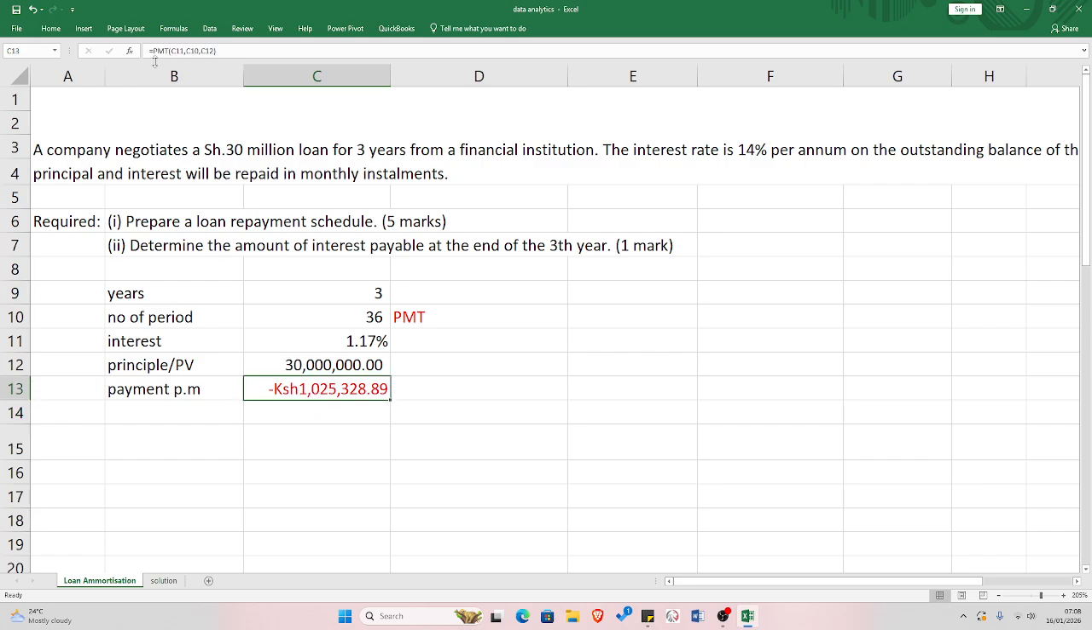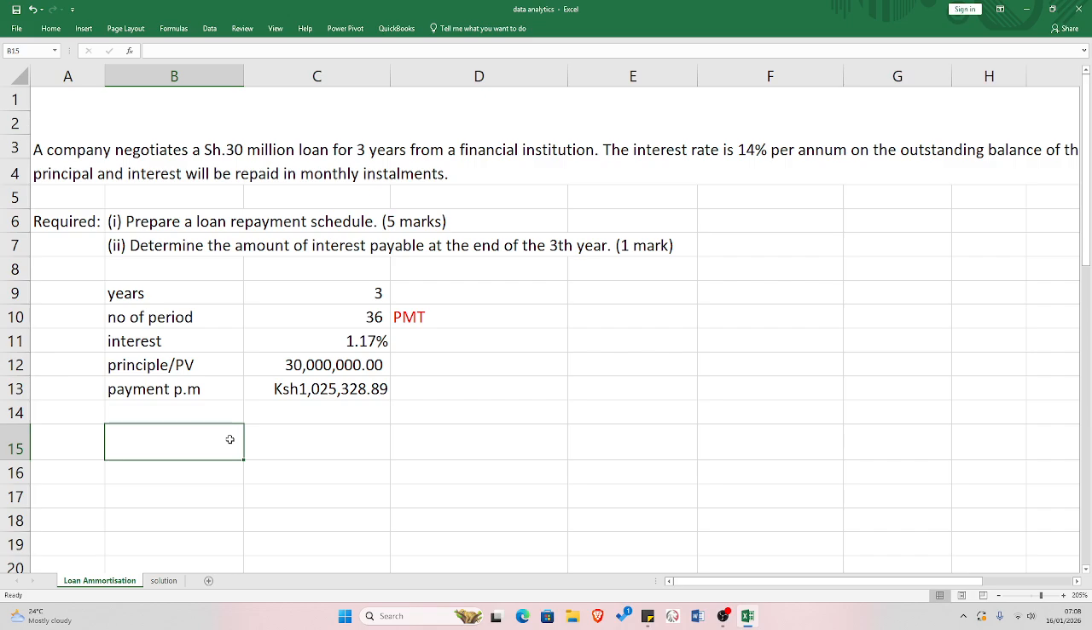It has a negative figure because the computer automatically detects that this is a payment. So for me to make it positive, what do I do? I just put a negative in front of the PMT, and the amount will become positive. So we ask ourselves then, if that is the amount, that is supposed to be paid every month.